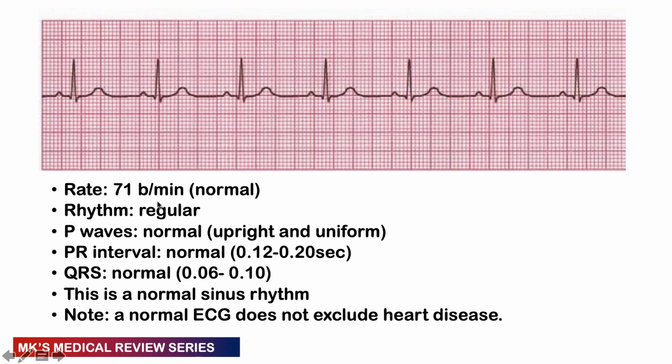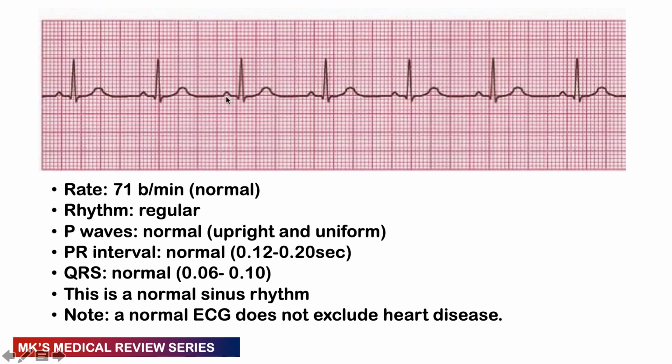Our rhythm is regular. How do we know this? There are P waves, and our P waves are about 2 boxes wide. Each P wave is followed by a QRS complex and T wave. P wave, QRS complex, T wave. P wave, QRS complex, T wave. All our P waves are upright.